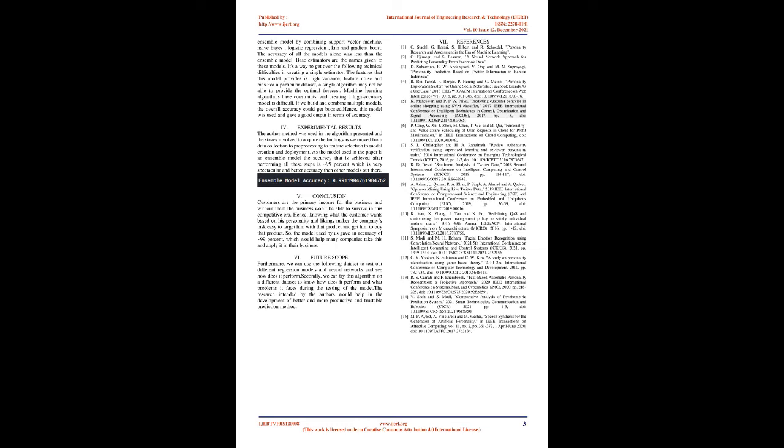Better output. Ensemble model by combining support vector machine, naive Bayes, logistic regression, KNN, and gradient boost. The accuracy of all the models alone was less than the ensemble model. These are called ensemble estimators. It's a way to get over the following technical difficulties in creating a single estimator: high variance, feature noise, and bias.